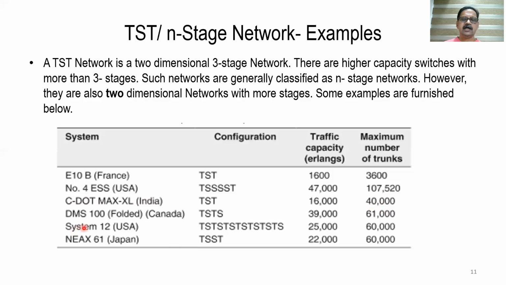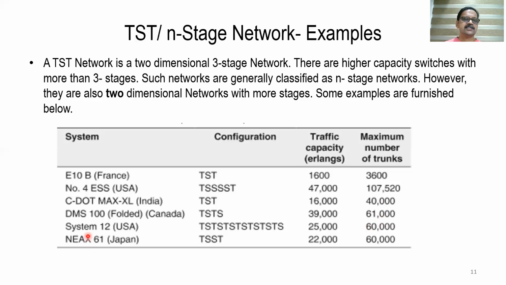Then we have another system by name DMS100. It is folded type. Folded means local. It is developed in Canada. It follows TSTS architecture. It can handle the traffic of 39,000 Erlangs, but trunks are 61,000.